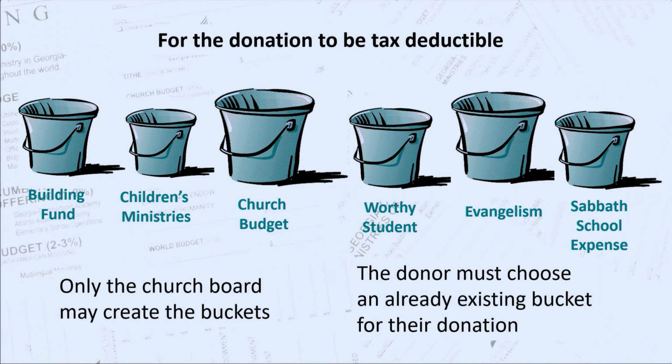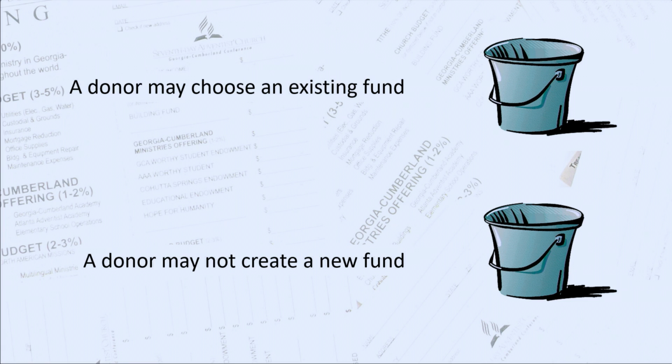One of the IRS rules that must be followed if a donation is going to be tax deductible to the donor is this: only the church board may create the buckets. The donor must choose an already existing bucket for their donation. In other words, the donor may choose an existing bucket but not create a new one.